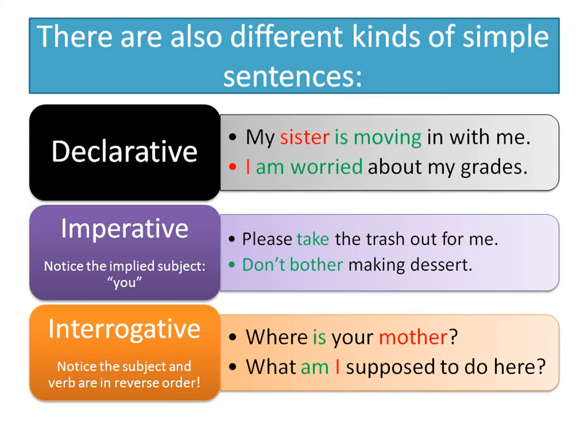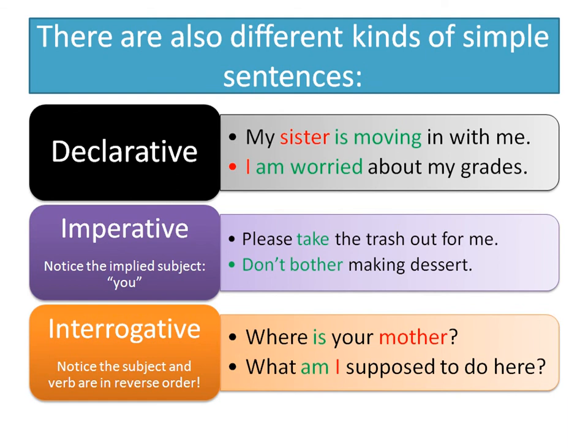There are also different kinds of simple sentences. There's the declarative sentence. My sister is moving in with me. I am worried about my grades. Notice the subject in red and the verb in green. You can also have imperative sentences that we talked about briefly before. These are sentences that are giving commands or telling someone what to do. Notice the implied you. The subject is not marked in red because the subject is implied and not really in the sentence. Please take the trash out for me. Don't bother making dessert.